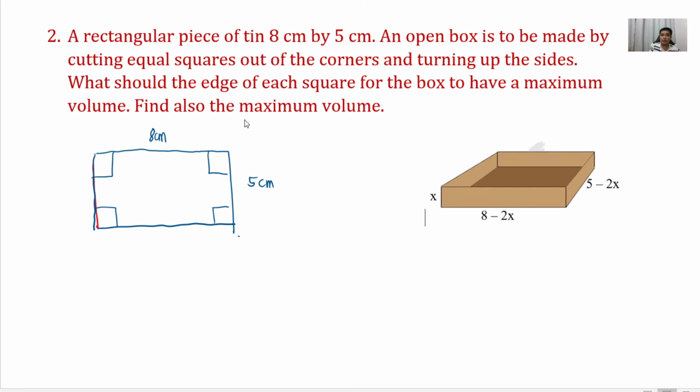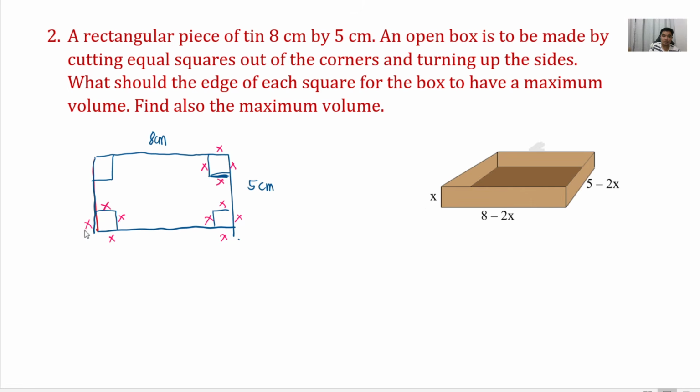So, ano daw yung edge ng each square na tatanggalin natin? So, pwede tayong mag-assume, ilagay natin is x. Okay? Yung dimension ng ikakat natin. So, since it's square, that is also x, x, x. Tama ba? So, this is x, this is x, this is x, this is x. Kasi pare-parehas sila, di ba? So, that is the dimension.